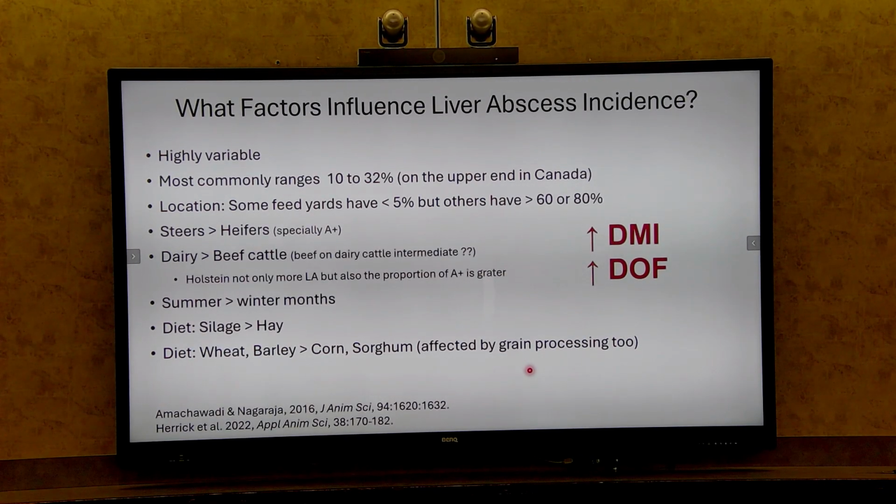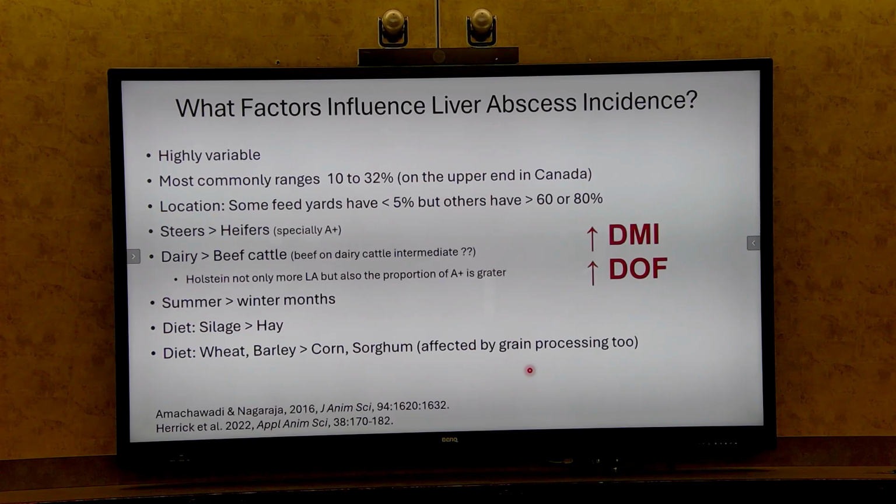So what factors influence liver abscess rates? One thing is that it's highly variable. Commonly the numbers that are thrown around as the industry standard are anywhere from 10 to 30% of animals will have an abscess. The number that we talk about in Canada is closer to that 30%. But this is going to depend on location. Some feed yards have significantly lower rates, some have significantly higher rates. We've done experiments where almost all of our animals are abscessed.